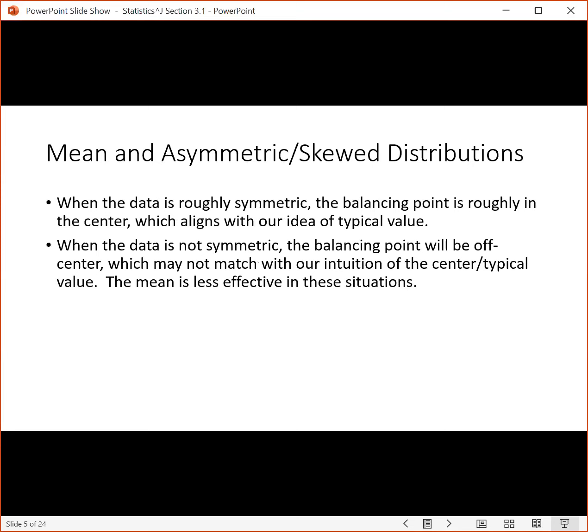When the data is roughly symmetric, the balancing point is roughly in the center, which aligns with our idea of the typical value. However, when the data is not symmetric, the balancing point will be off-center, which may not match with our intuition of the center or the typical value. So the mean is less effective in that situation. Let's look at an example to illustrate that.